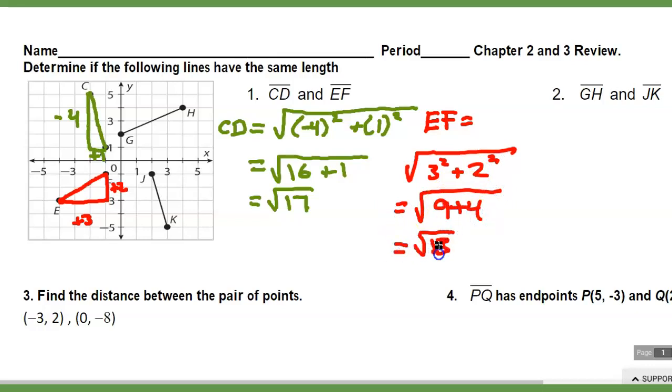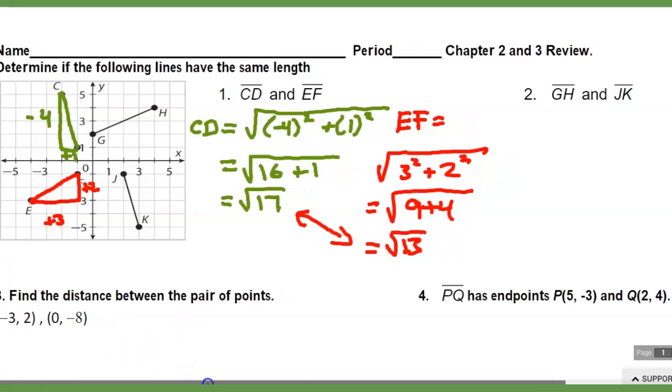square root of 13. So we can clearly see between these two that they are not equal. And it is required that you show the work for both to prove it, not just say that you know that they're not equal for sure. Got to write it out. All right, let's do one more.